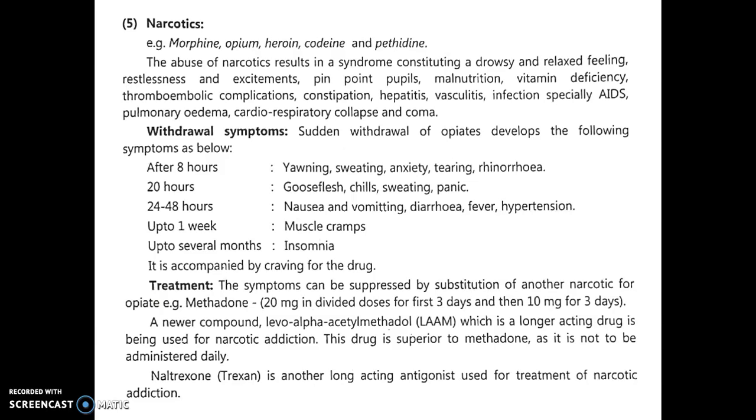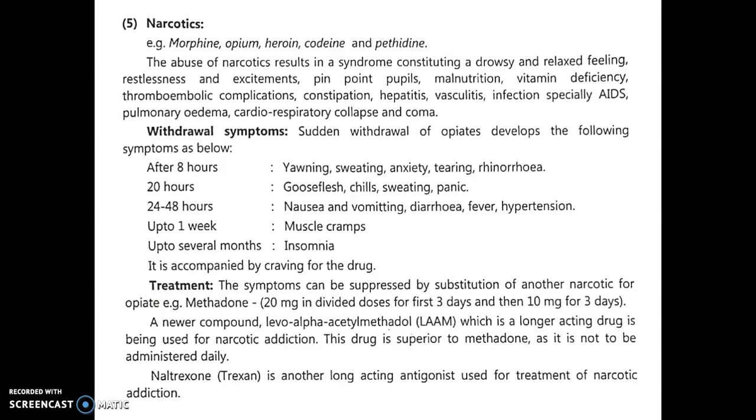Withdrawal symptoms include sudden withdrawal of opiates. Develop the following symptoms: after 8 hours, yawning, sweating, anxiety, tearing. After 20 hours, goose flesh, chills, sweating. 24 to 48 hours, nausea and vomiting, diarrhea, fever, hypertension. Up to 1 week, muscle cramps. Up to several weeks, insomnia. It is accompanied by craving of the drug.